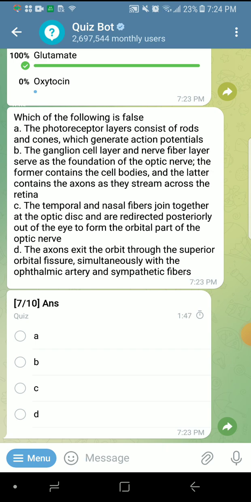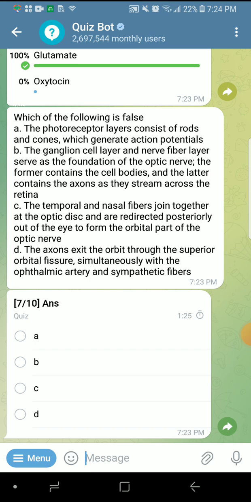Now let us go one step further. A long question: which is false? A photoreceptor layer, that is rods and cones, generates action potential. I told you, yes, true. From here bipolar, then ganglionic layer and nerve fiber layer as foundation of optic nerve, true. The former contains the cell bodies, true, and the latter contains nerve fiber axons which form the optic nerve, so that is also true.